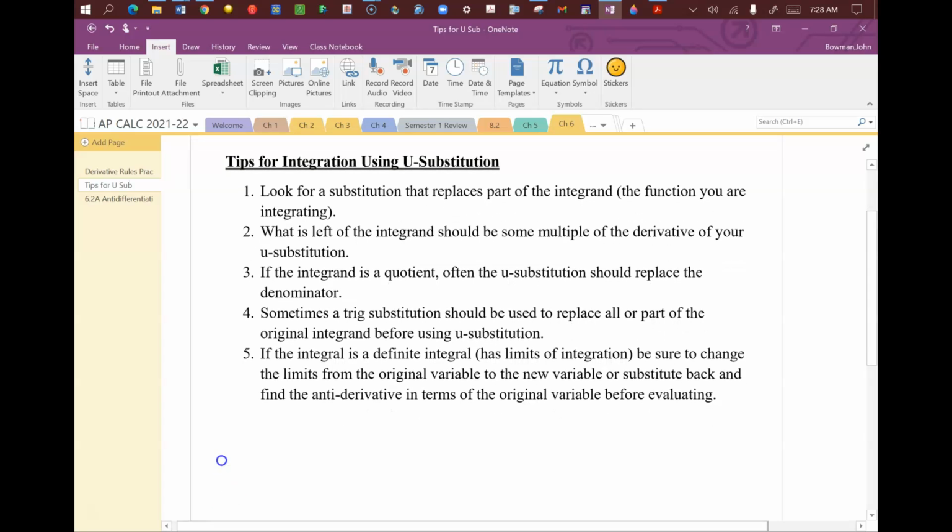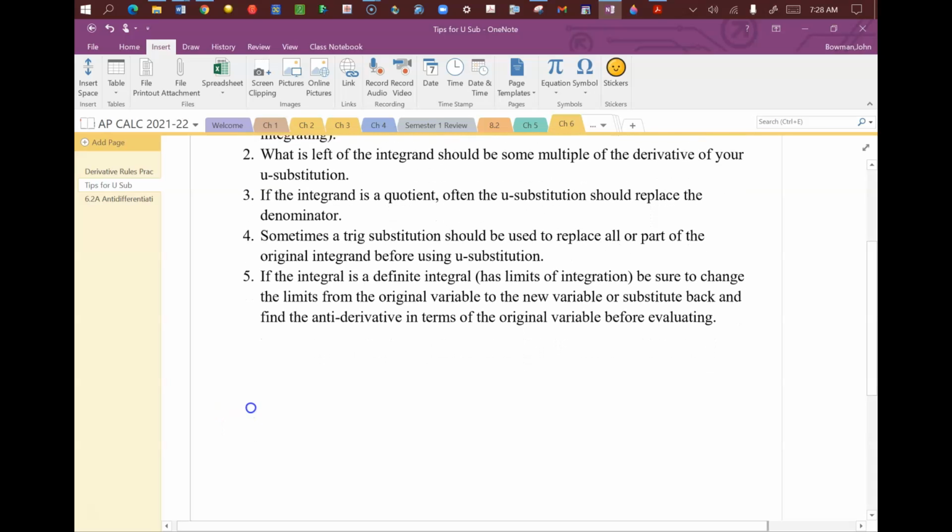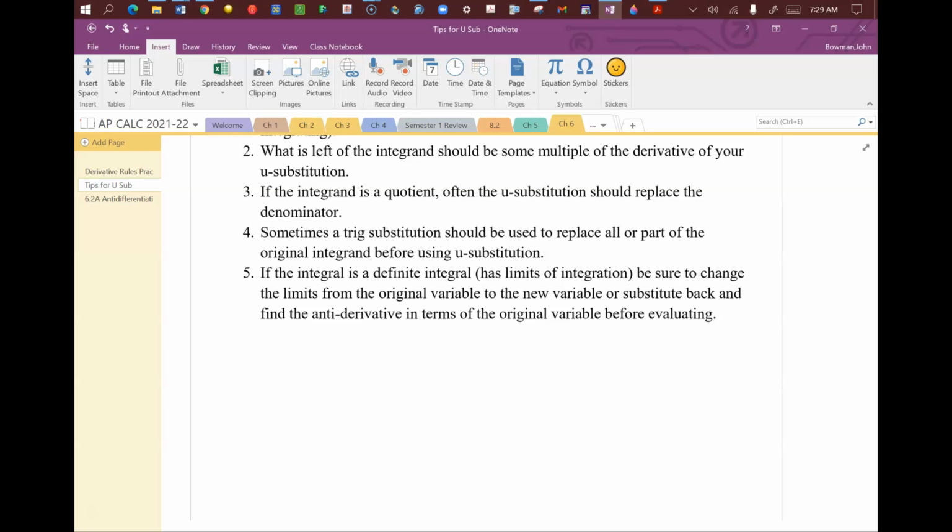If the integrand is a quotient, we haven't done any of those yet, but if it's a quotient, a fraction, often the substitution replaces the denominator. Sometimes a trig substitution should be used to replace all or part of the original integrand before using u substitution. We'll show some examples of that later on. And if the integral is a definite integral, we haven't talked about this yet, and you use u substitution, you're going to replace the limits of integration using the equation that relates u to the other variable, or you're going to have to go back to the original variable and not replace the limits of integration. More on that in the next video.